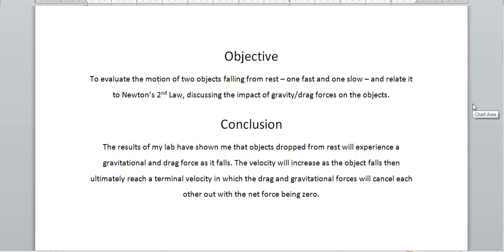on the objects. My conclusion was that objects dropped from rest will experience a gravitational and drag force as they fall. The velocity will increase as the object falls and then ultimately reach a terminal velocity in which the two forces will cancel each other out.